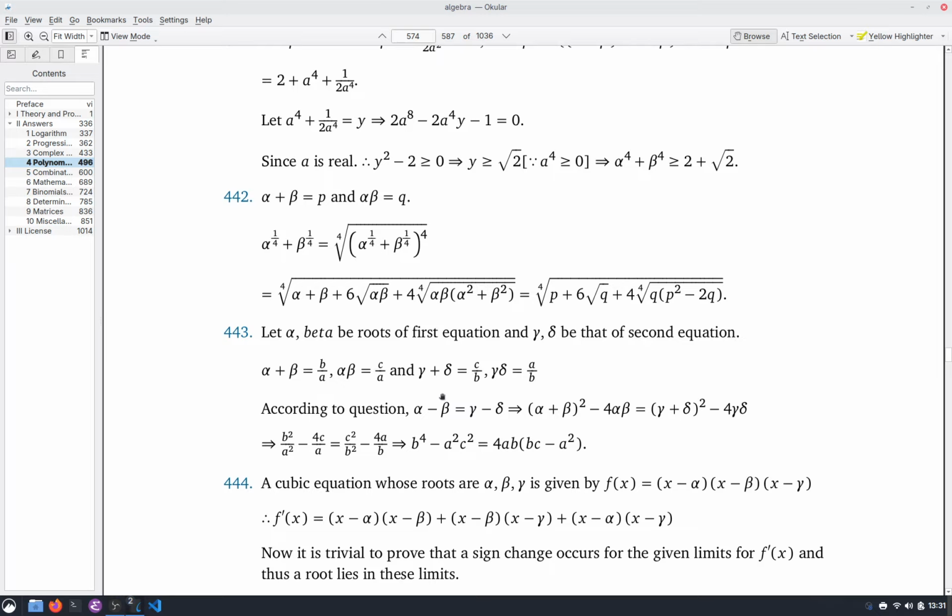Now from the question we are given that the difference of roots is equal, that is alpha minus beta is equal to gamma minus delta, which implies that (alpha plus beta) whole square minus 4 alpha beta is equal to (gamma plus delta) whole square minus 4 gamma delta. We substitute the values, take LCM, and we arrive at the required equality.